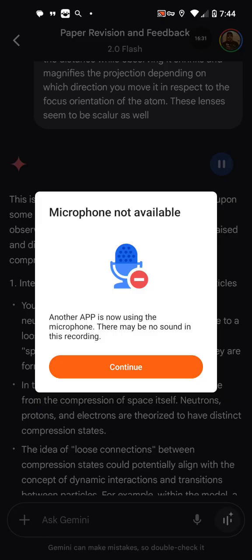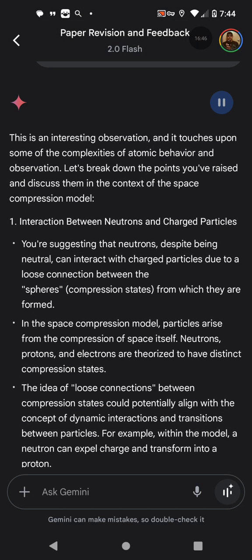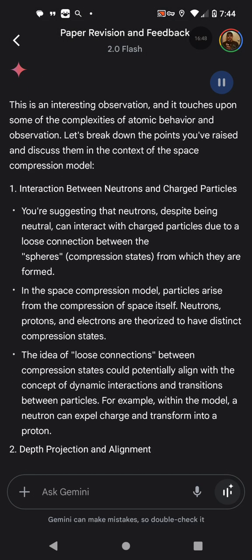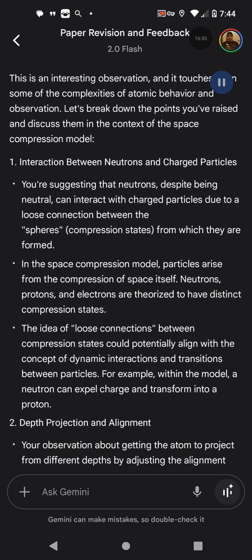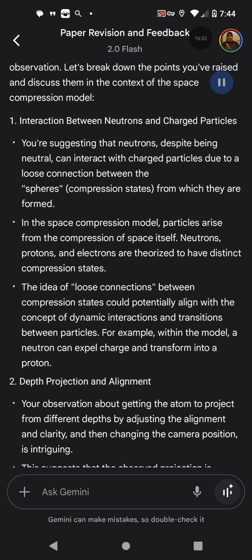which they are formed. In the space compression model, particles arise from the compression of space itself. Neutrons, protons, and electrons are theorized to have distinct compression states. The idea of loose connections between compression states could potentially align with the concept of dynamic interactions and transitions between particles. For example, within the model, a neutron can expel charge and transform into a proton.